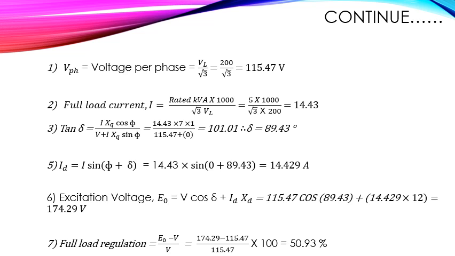So the voltage per phase is 115.47 volts. Then put the calculated value of the per phase voltage here to find out the excitation voltage E naught. Then put the value of phi equal to 0 and delta, we get the ID as 14.429 amperes. So the regulation is 50.93%.